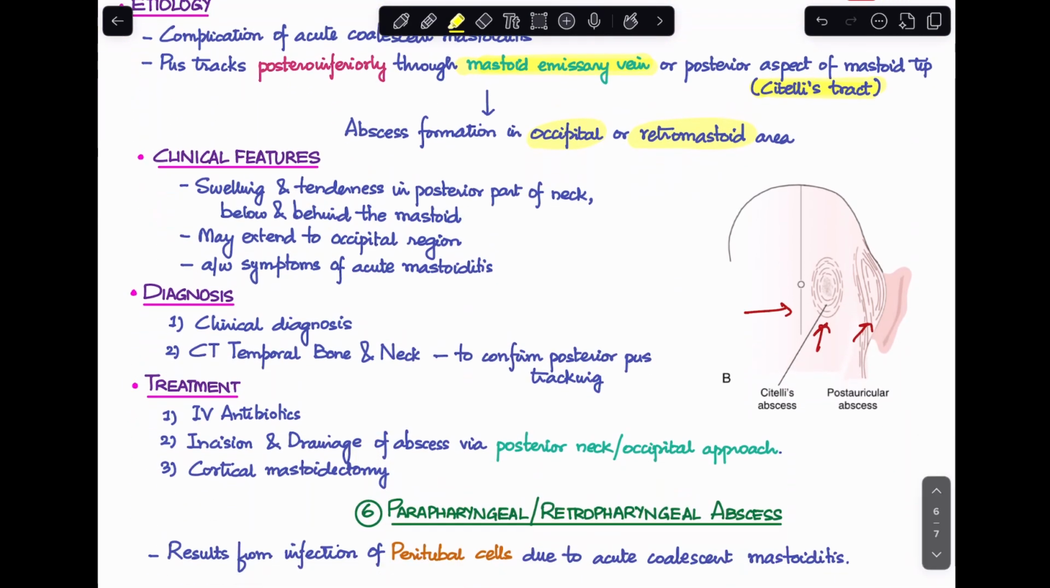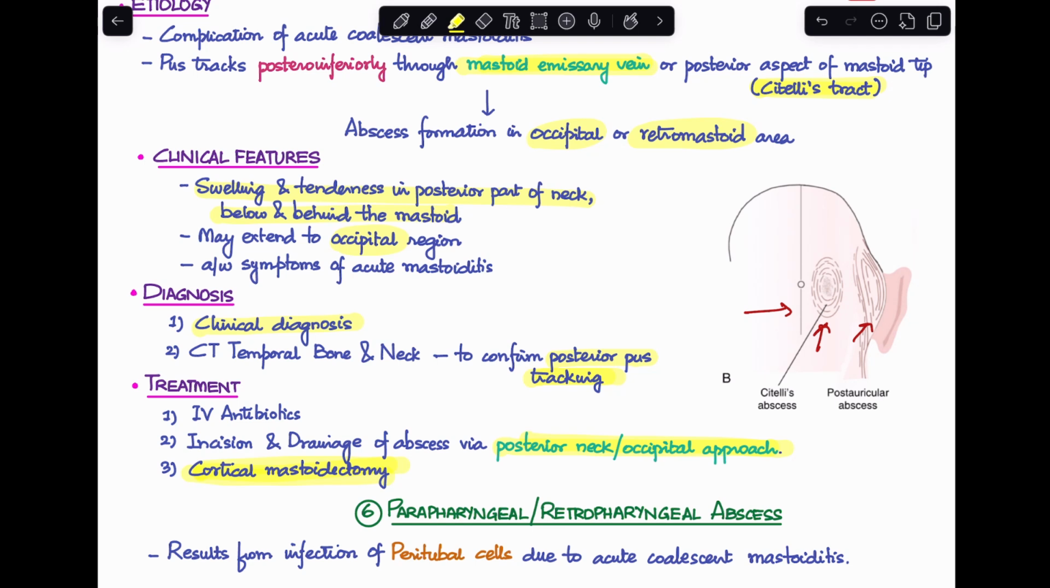Coming to clinical features, the patient with Citelli's abscess will have swelling and tenderness in the posterior part of the neck, below and behind the mastoid. It can extend to the occipital region, and there will be symptoms of acute mastoiditis. This is usually a clinical diagnosis, and on performing a CT temporal bone and neck, we'll confirm the posterior tracking of the pus. Now, how do we treat these patients? We'll start them on IV antibiotics, perform an incision and drainage of the abscess via a posterior neck or occipital approach, and perform a cortical mastoidectomy. So that's all about Citelli's abscess.